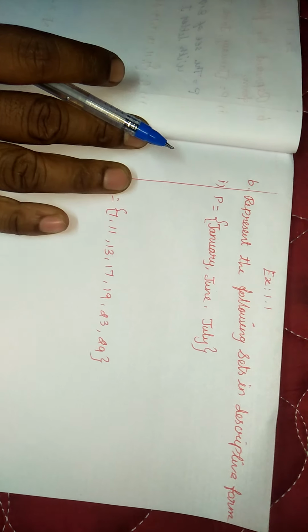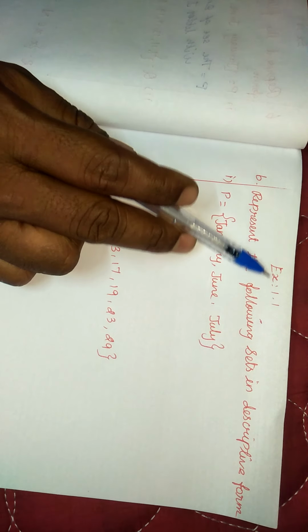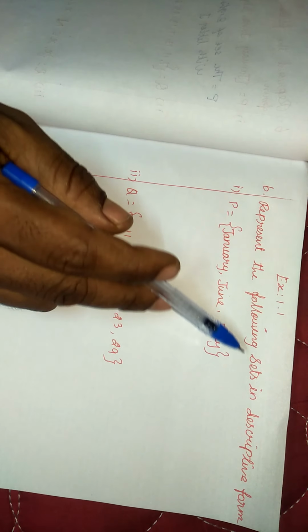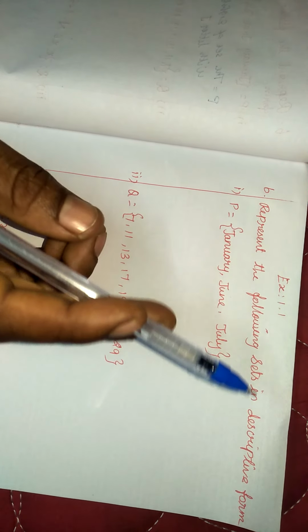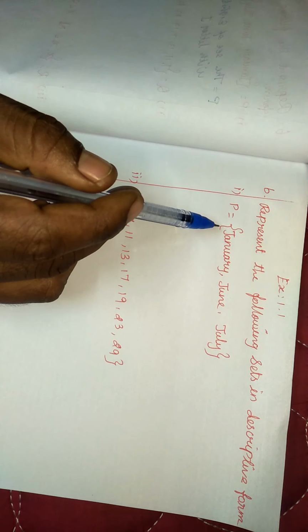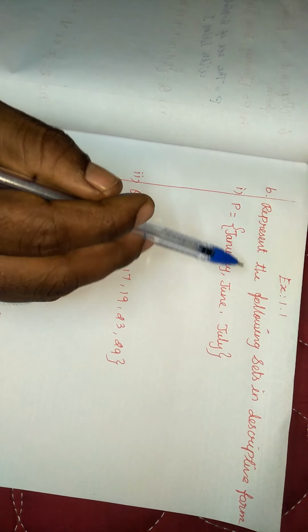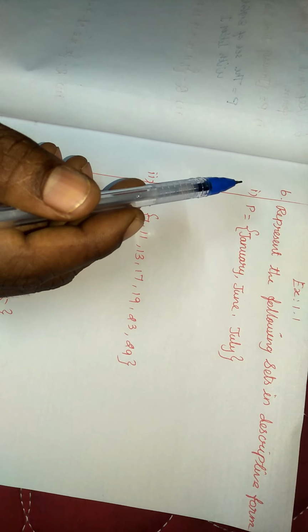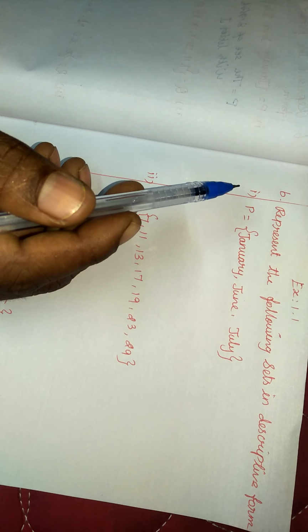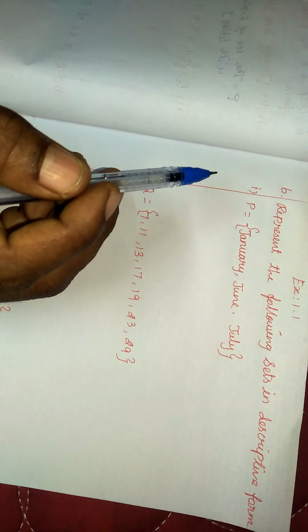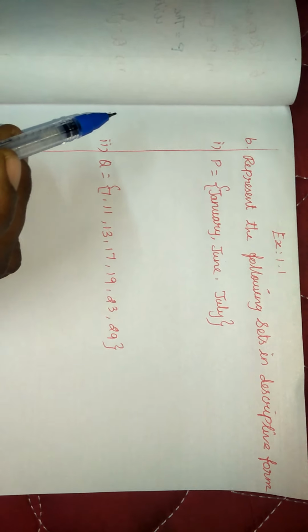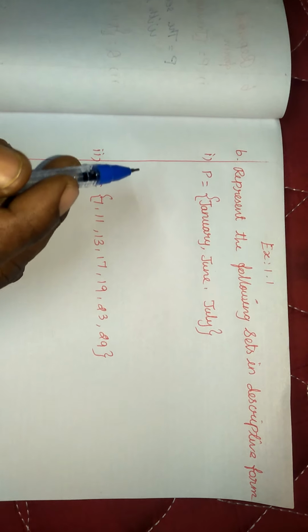Hello dear students, today we are going to learn exercise 1.1, sixth problem. Represent the following sets in descriptive form. Before entering the problem, you have to recall the definition of descriptive form. The descriptive form is described by words.